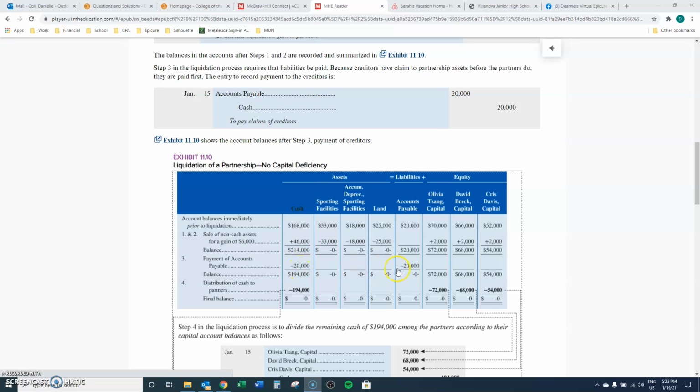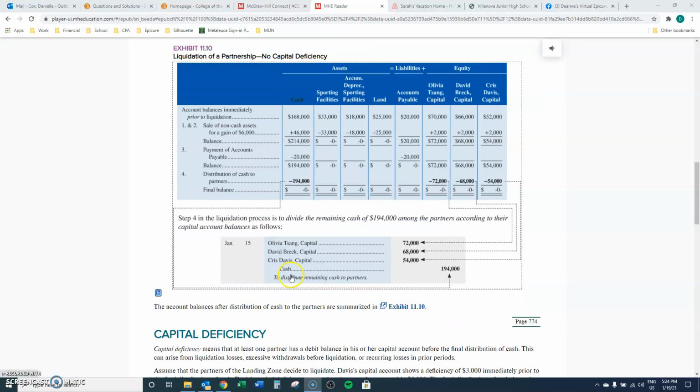Then the next step was to get rid of their accounts payable. So they paid out cash and paid off their accounts payable. Now we're left with $194,000 in cash and the 3 partnership capital accounts. So now the last step was to distribute that. Each of their accounts, $72,000, $68,000 and $54,000, were in a credit position. So we debit those accounts to bring them down to zero, which is reducing our cash to zero. So that's what happens if there's no capital deficiency.